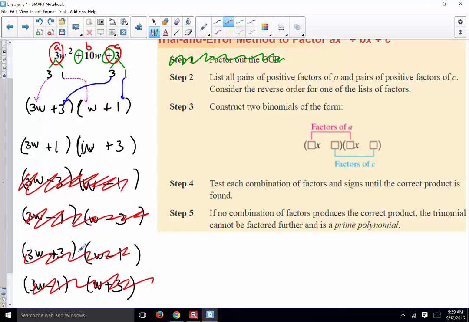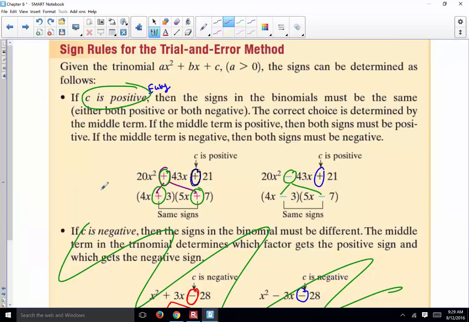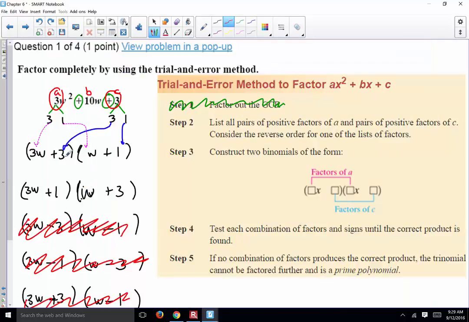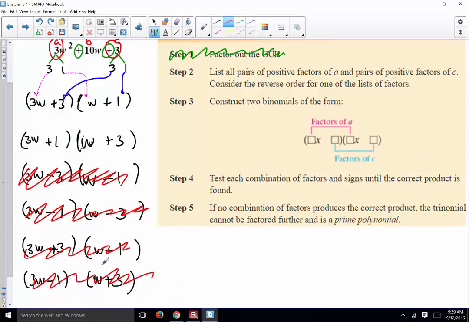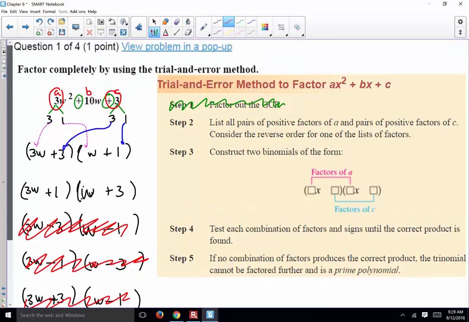Then I eliminate the sign options, because this table tells me that if both numbers are positive, you don't have any option but both numbers should be positive. So I clear out all negative options, because you cannot have a negative number in the factorization when B and C are both positive. All you need to do is FOIL it and see which one happens to be 3w squared, 10w, and 3.